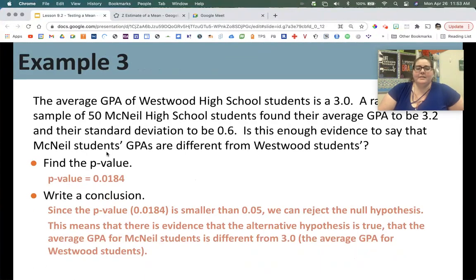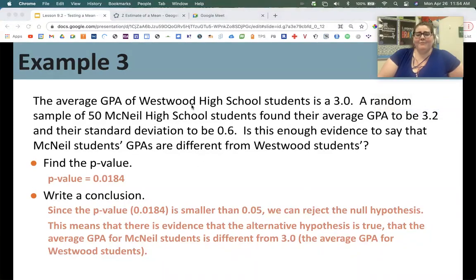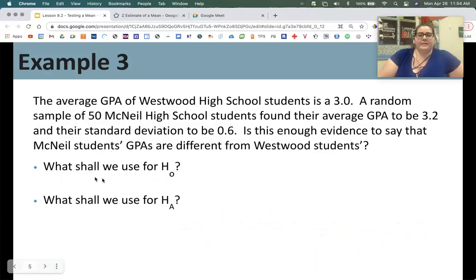All right, last example, back to the GPA question. The average GPA of Westwood High School students is 3.0, and we think for McNeil it's different. Our hypothesis statements looked like that.